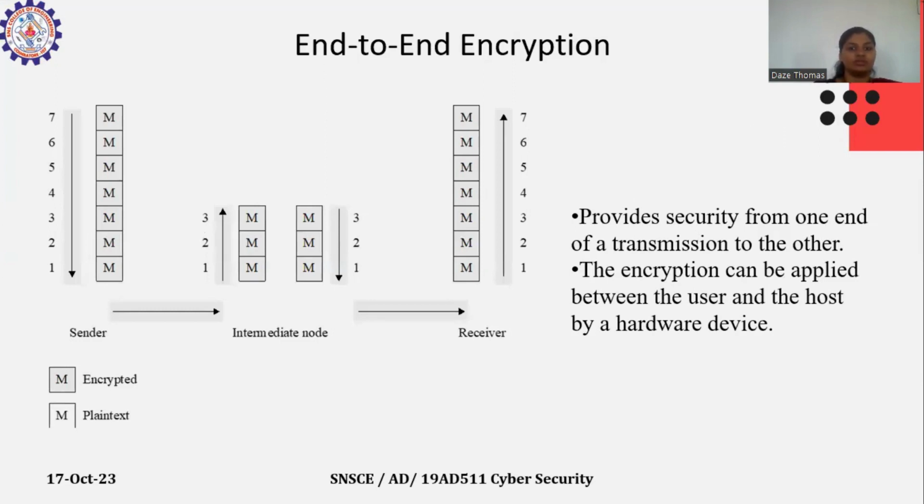End-to-end encryption provides security from one end of a transmission to the other end. The encryption can be applied between the user and the host by a hardware device. This method is used in all social media platforms like WhatsApp, Facebook Messenger, and Instagram Messenger. Everywhere you can see end-to-end encryption.